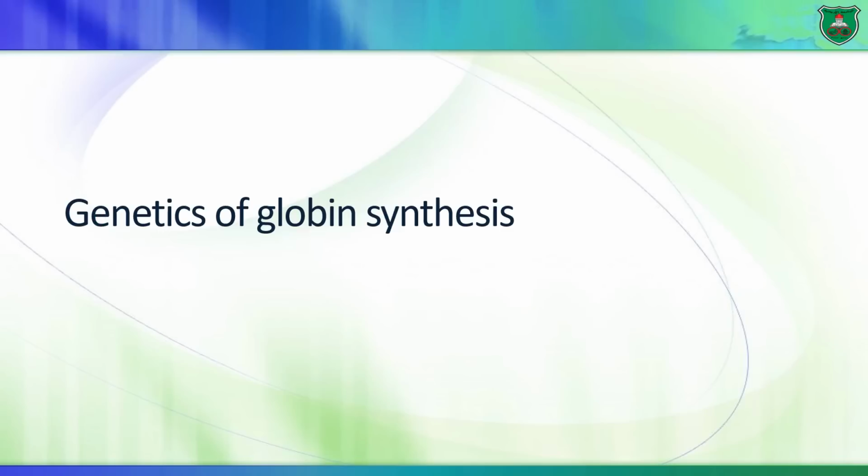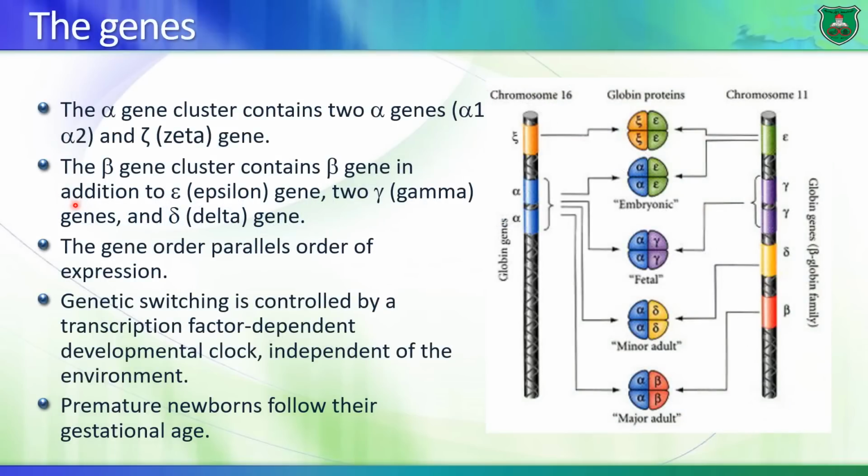So in this section, we'll talk about the genetics of globin synthesis. This switch or transition from the zeta and epsilon to the alpha and gamma to the beta and delta and so on. So it's all about genetics. Okay, so we'll talk about the genetics of globin synthesis, right?